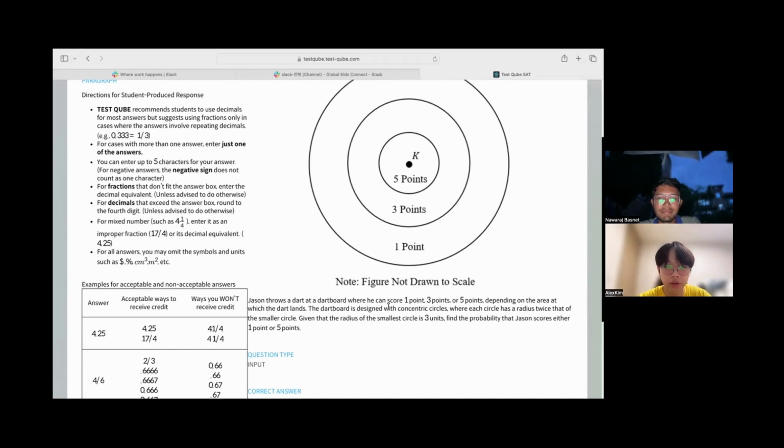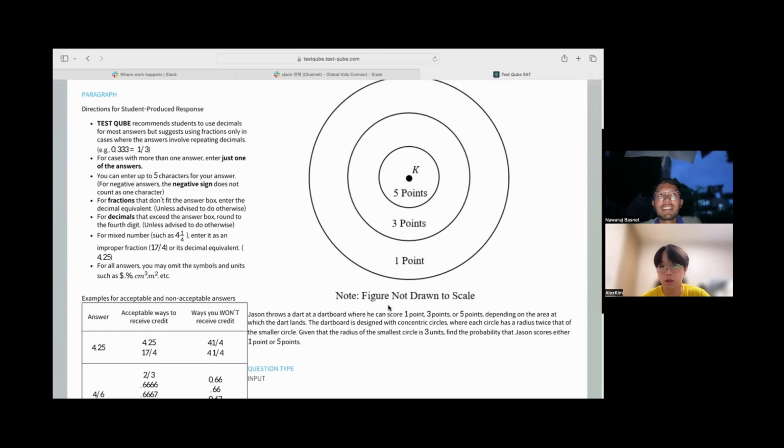Jason throws a dart at a dartboard where he can score 1, 3, or 5 points, depending on the area at which the dart lands. The dartboard is designed with concentric circles. Let me ask you, do you understand concentric? Concentric means circle within a circle, I think. Yeah, so the midpoint of the circle is the same for all 3 circles.